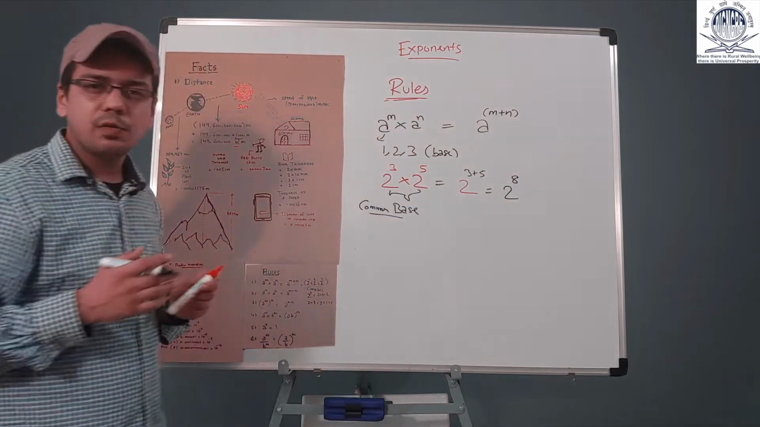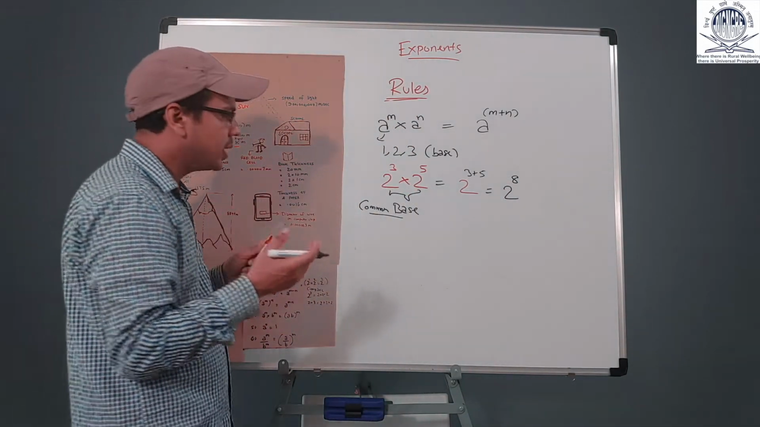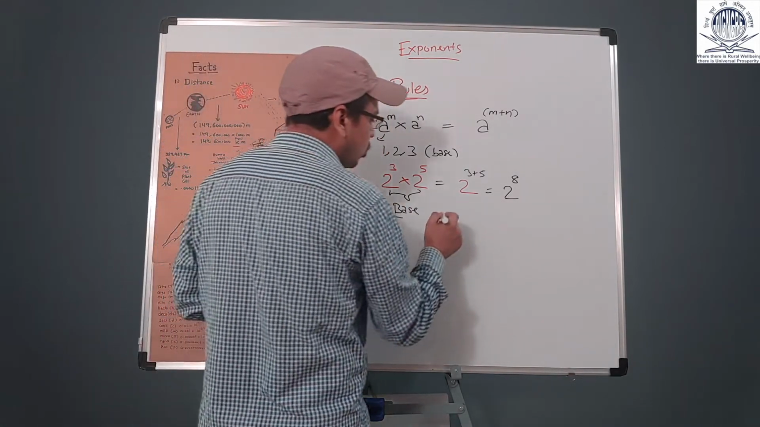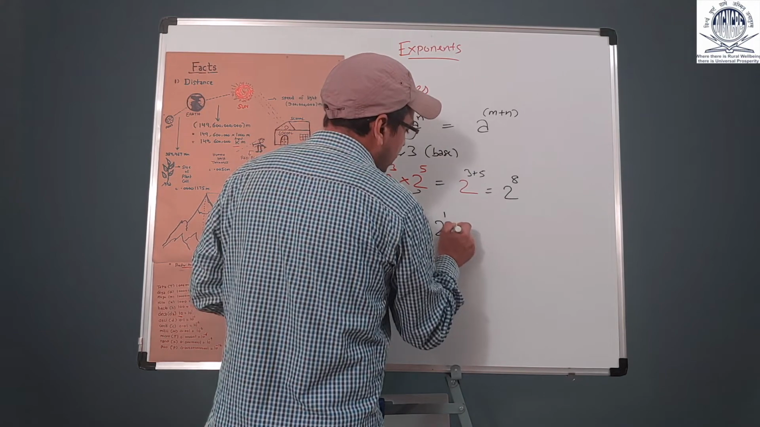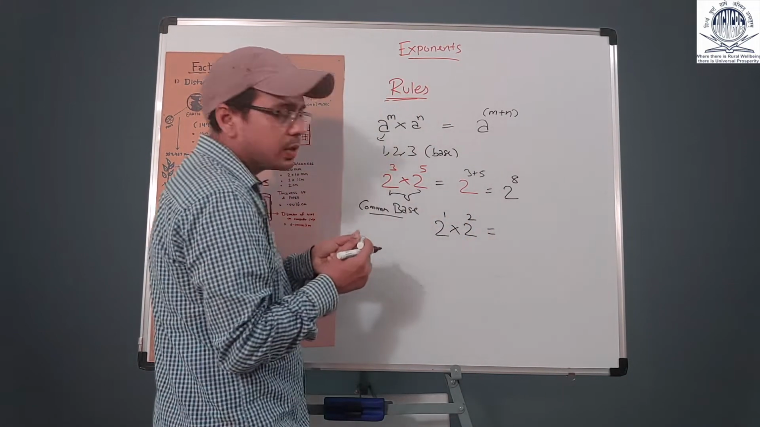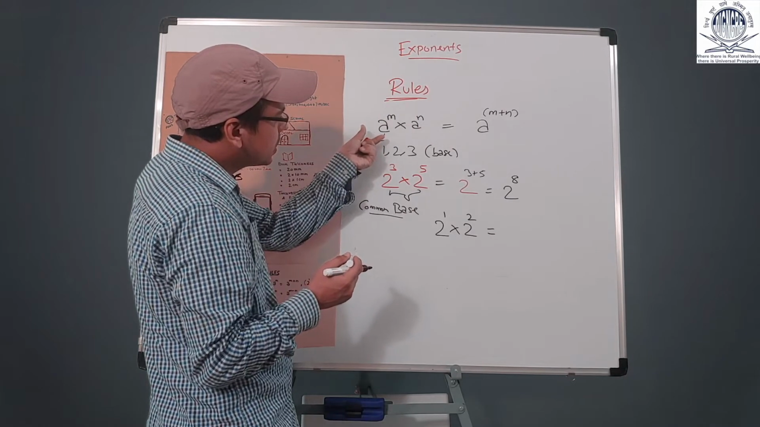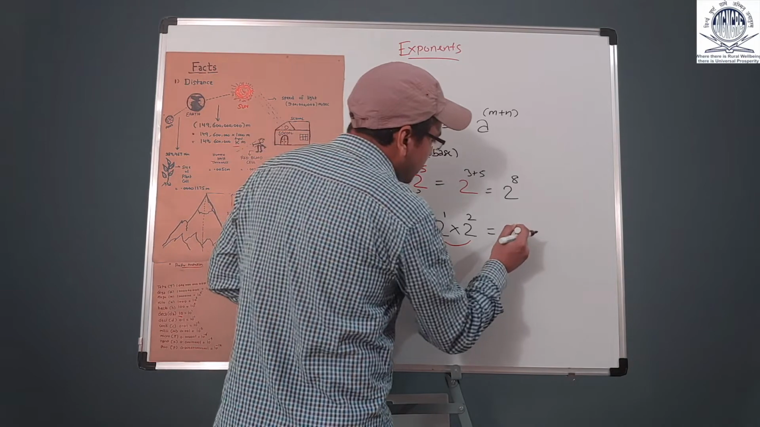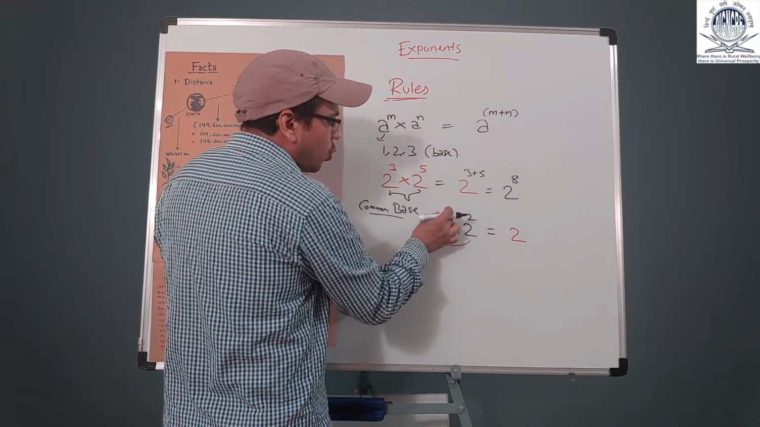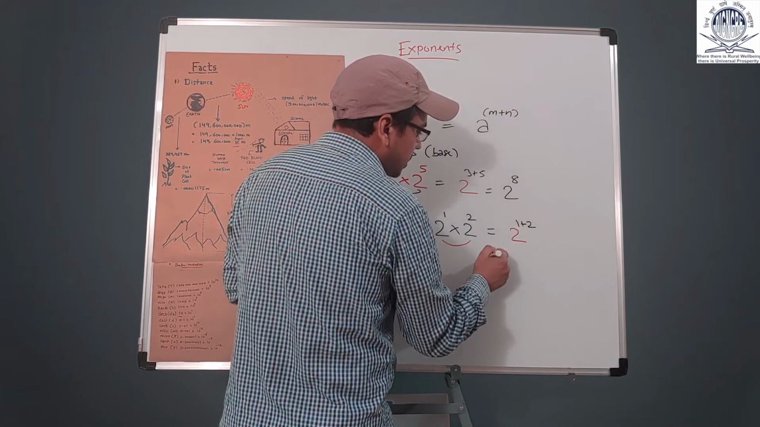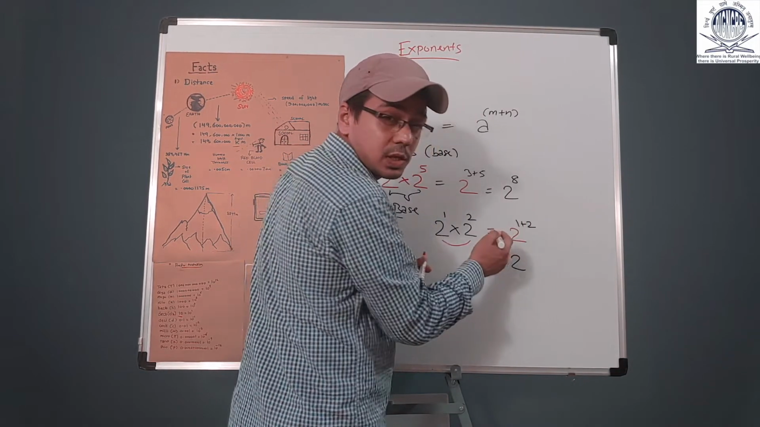Now can we verify this? Yes, we can. Let's take a simpler example to save time. If I have 2 raised to 1 times 2 raised to 2, as per this rule, the base is common. So I'll write 1, and this would be 1 plus 2. So this means it would be 2 raised to 1 plus 2, which is 3.